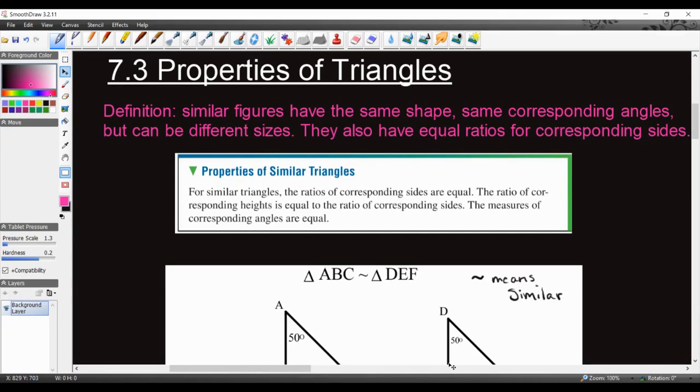This video is going to cover section 7.3, properties of triangles. We're going to discuss how to find similarity, congruence, and a little bit of Pythagorean theorem as well. Okay, real basic stuff.